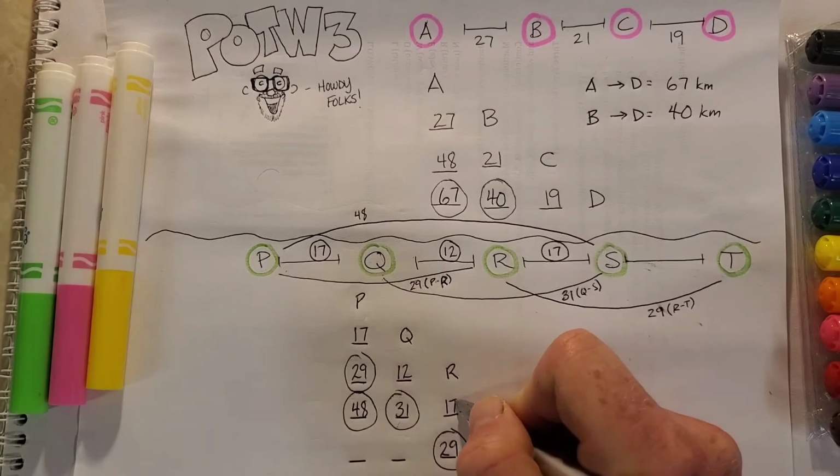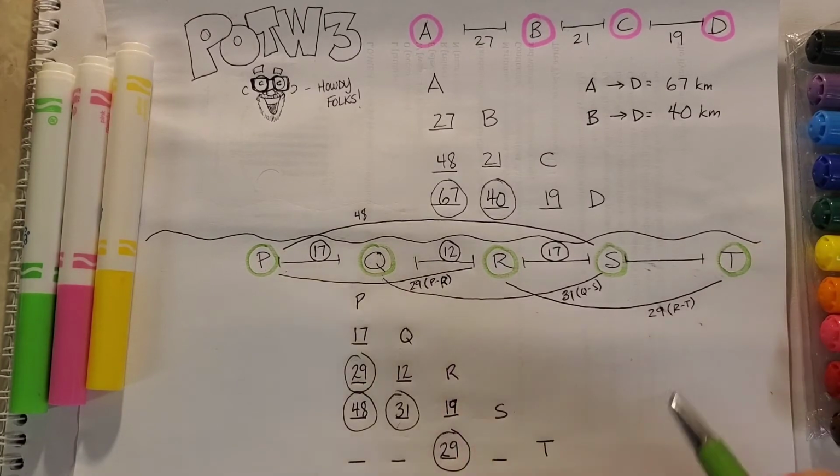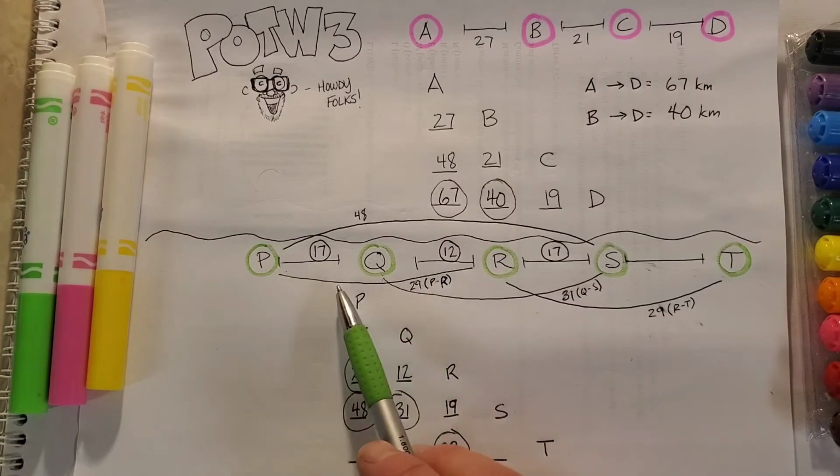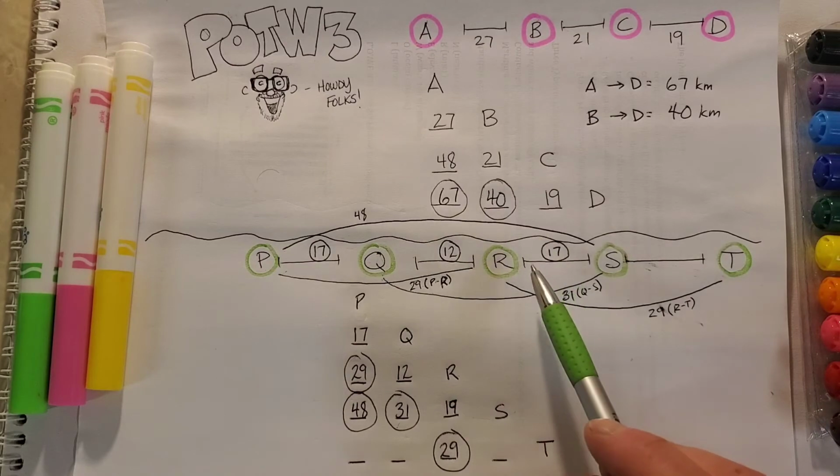So I know, sorry, this is supposed to be 19. So I know the distance between P to Q now is 17. All right, I'm going to use that same strategy all the way along now.